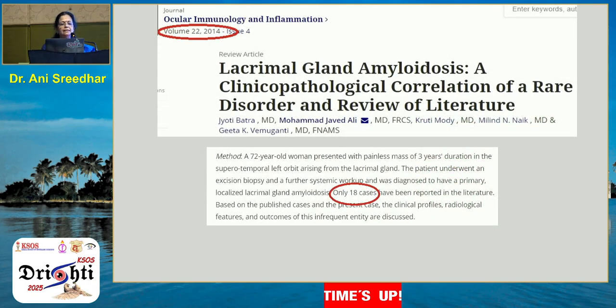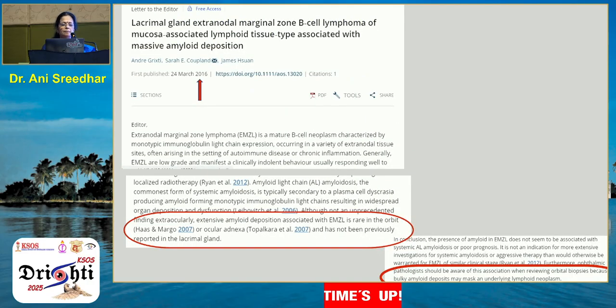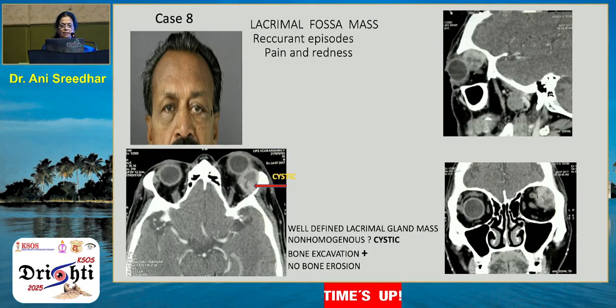Only 18 cases had been reported till 2014, and only one case with lacrimal gland amyloidosis and lymphoma, in 2016. So they say that pathologists should be aware of the lacrimal lymphoma part when they are diagnosing an amyloid of the lacrimal gland.